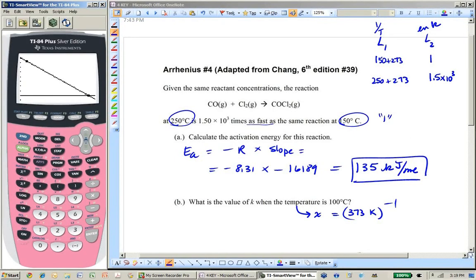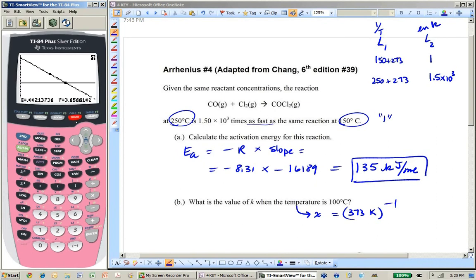Okay, so now I go second trace, and I know what x is. It's 373, but don't forget to take the reciprocal. And I've got to go 2, because I'm way outside my range. No? 150, 250. Yeah, my range is smaller. Okay, so zoom 3 to zoom out. Enter to make it happen. Repeat.